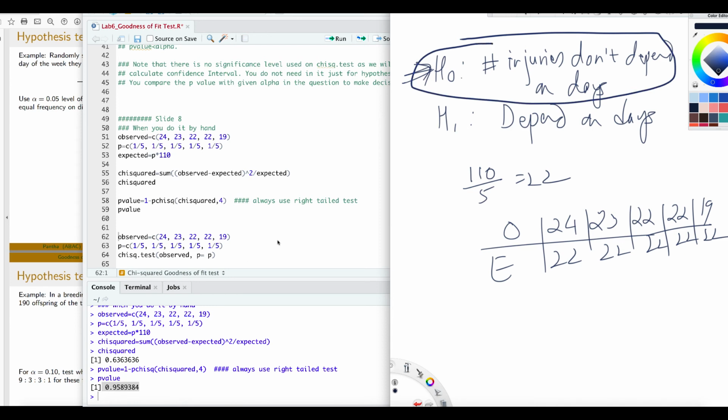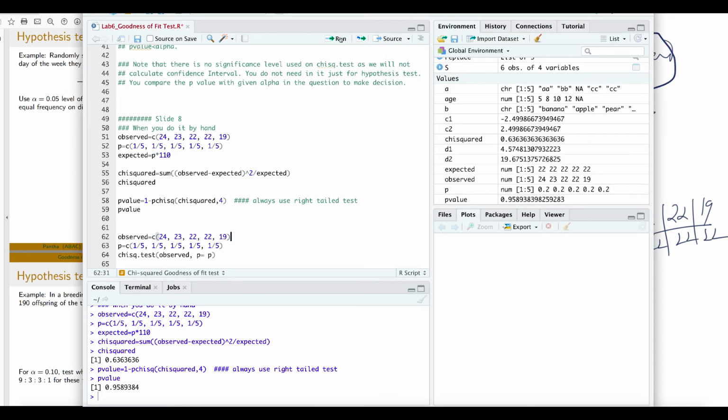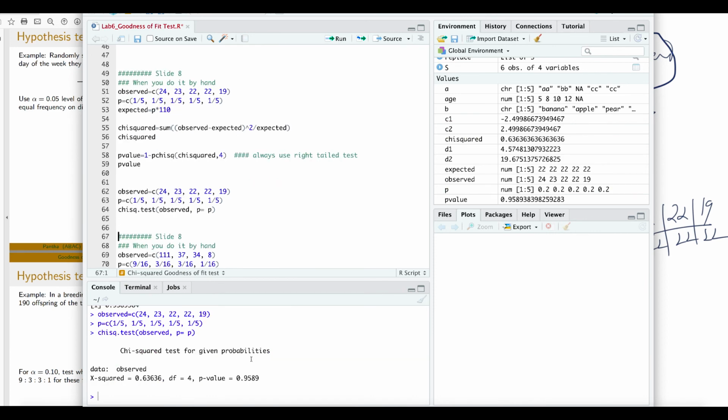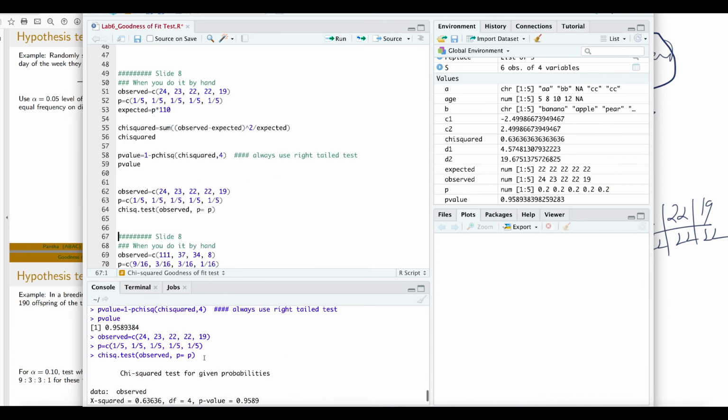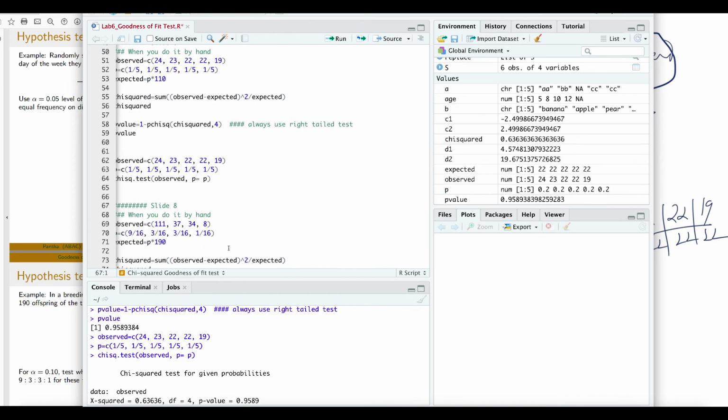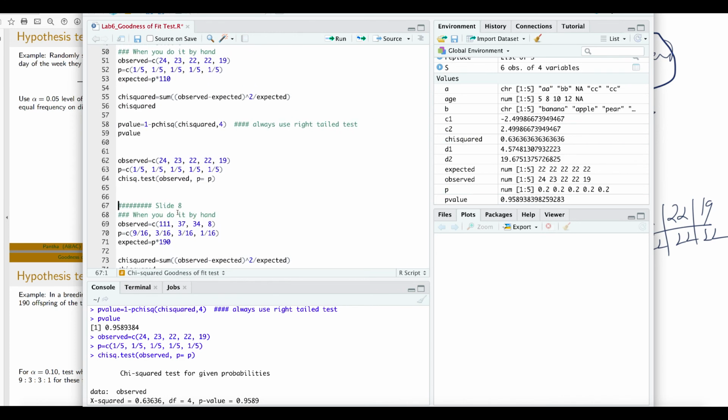Okay. So if you want to do it directly by using R, this is what you get. You do that, and you get 0.9589. That's what you got, right? 0.9589, which is greater than alpha. Okay. So is that slide 8? I think that is slide 9. Okay. The one that we just did was slide 8. The other must be slide 9.